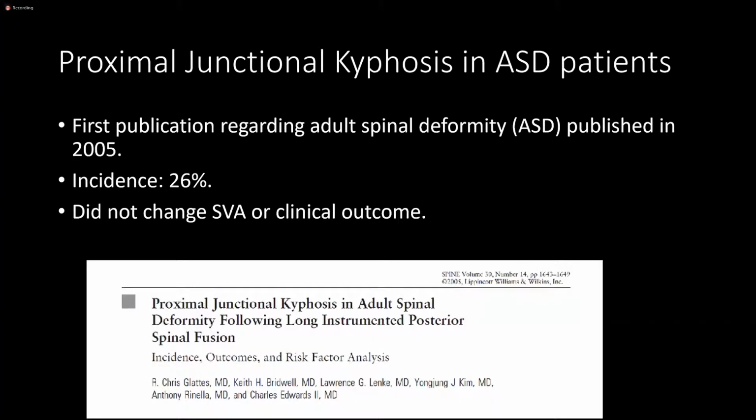Then for proximal junctional kyphosis in adult spinal deformity patients, the first publication came out in 2005. In that paper, the incidence was about 26%. Their conclusion was PJK did not change the SVA, did not change the overall alignment, or did not change the clinical outcome. As we can tell, for some patients, that's really not the case.